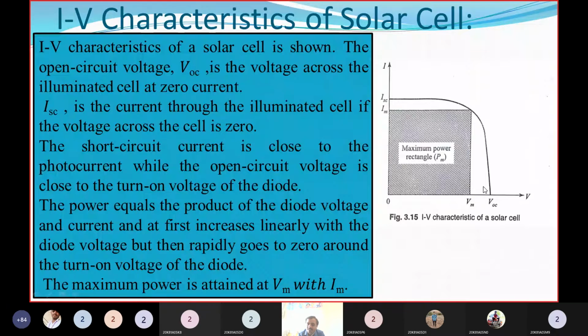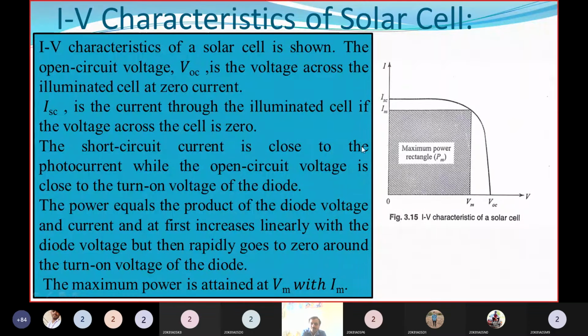So this is the IV characteristic curve. I will explain one by one what VOC is and what ISC is. First of all, the IV characteristics of the solar cell are shown in the figure. This is the open circuit voltage, VOC. The voltage across the illuminated cell at zero current is called the open circuit voltage. I will explain how to experimentally make the current zero and take the open circuit voltage.